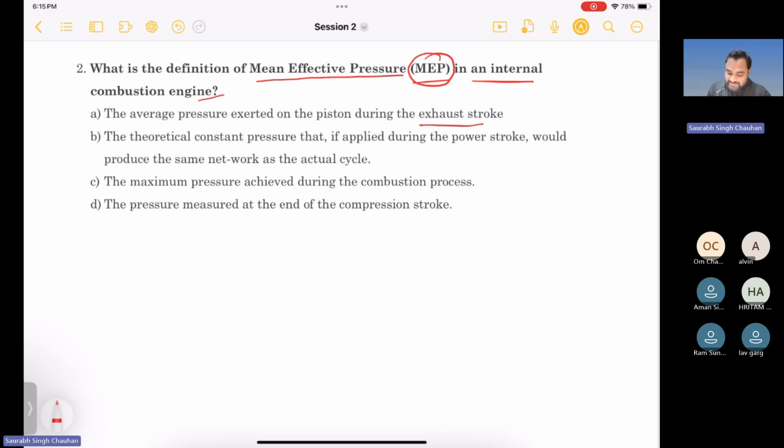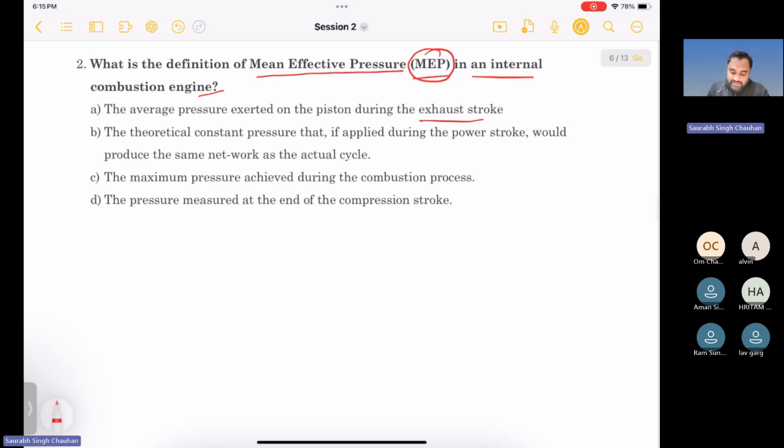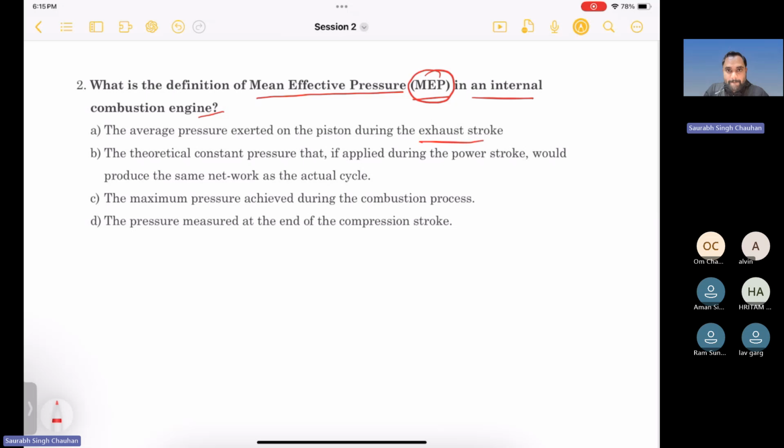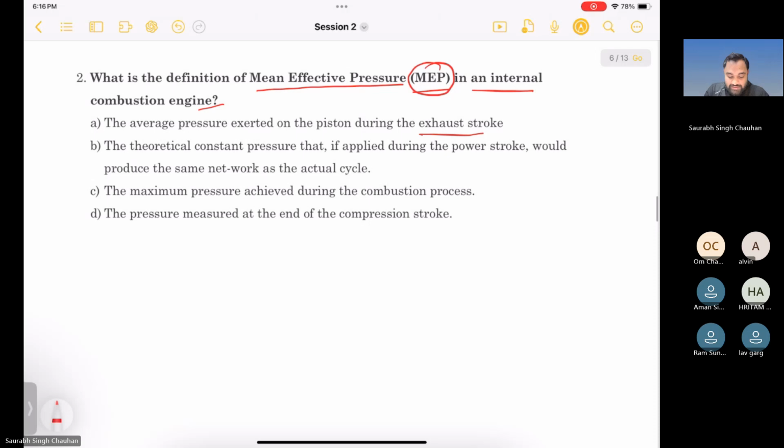Part B says theoretical constant pressure that if applied during the power stroke would produce the same net work as the actual cycle. Part C, the maximum pressure achieved during the combustion process, or the pressure measured at the end of compression stroke. This is just definition. I think you can easily answer this, right? Sir, B. B, yes. The theoretical constant pressure, if applied during the power stroke, would produce the same net work as the actual cycle.